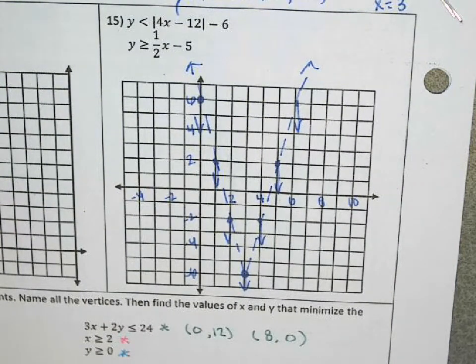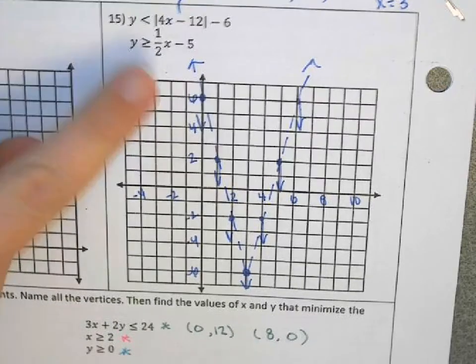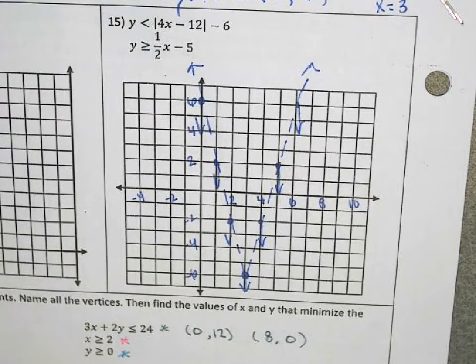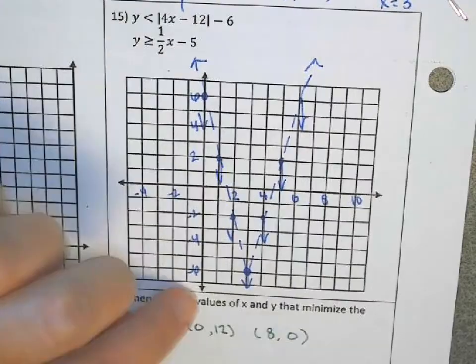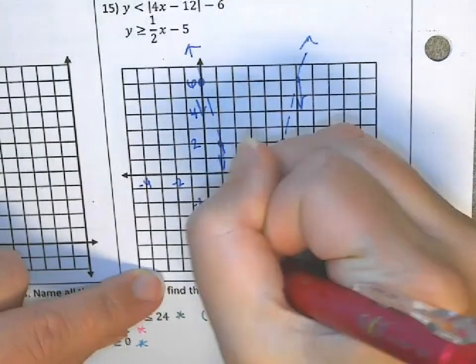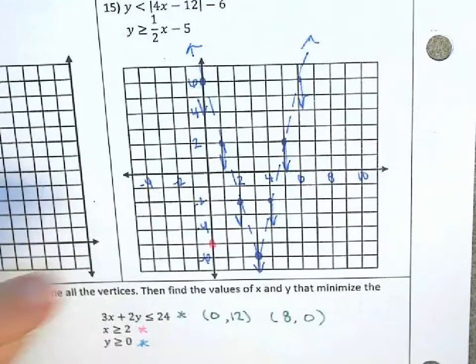Y is greater than or equal to 1/2 x minus 5. What does this look like on a graph? A line. That is a linear equation or a linear inequality. So that is just going to be a line. Okay, where do I start this line at? Where is negative 5? Because that's not a point. On what line? The y-axis. So I'd say the point is 0, negative 5. 0, negative 5 is right here. So that's my starting point.